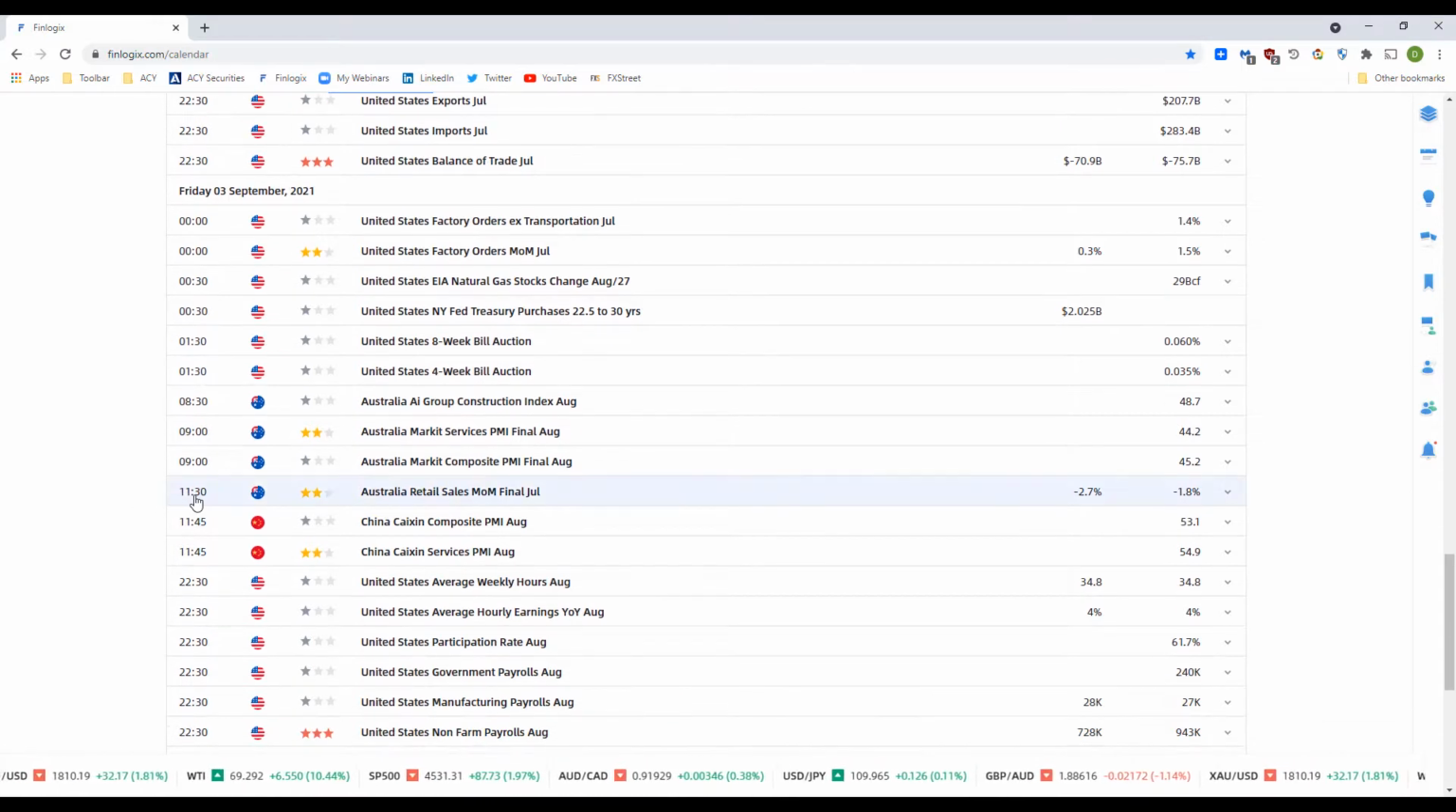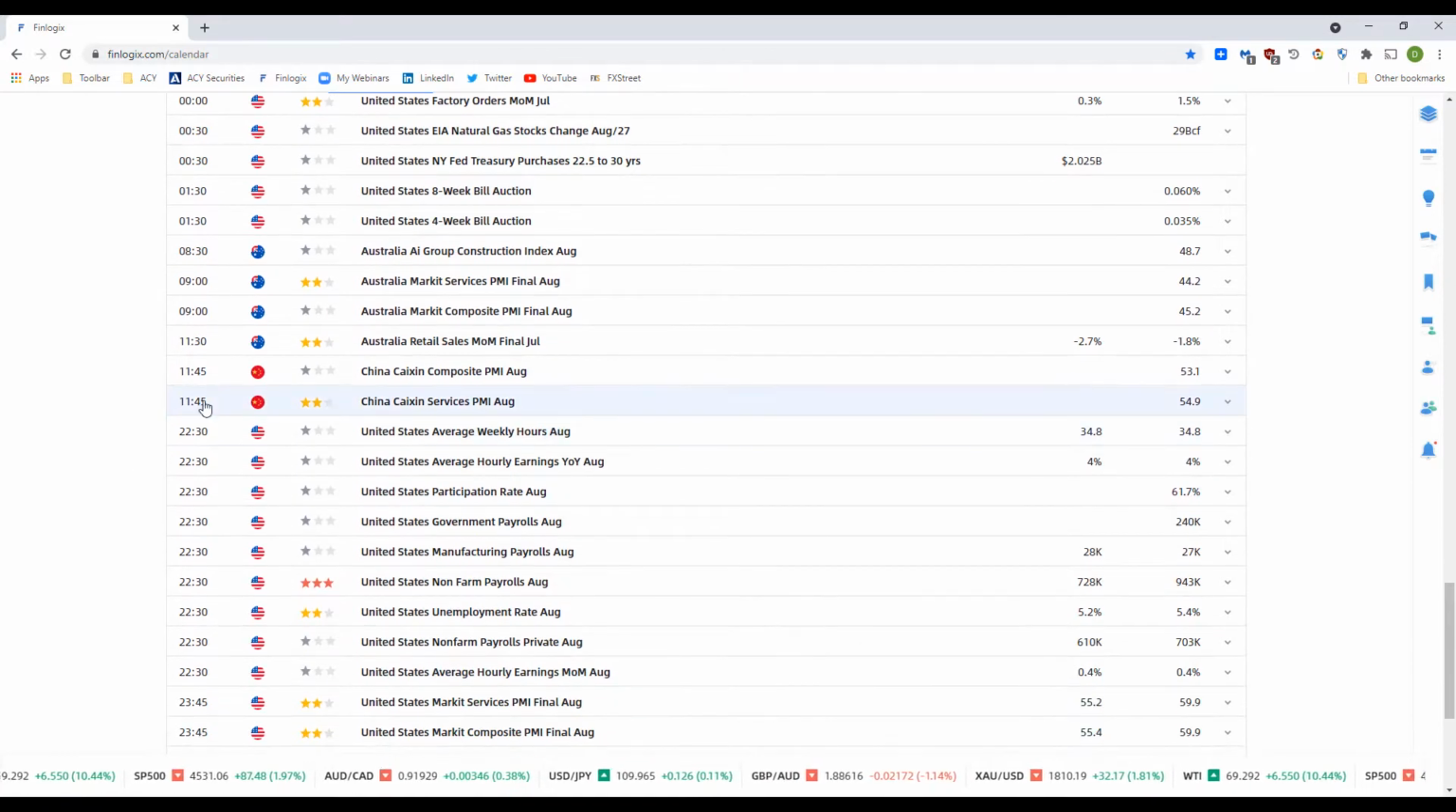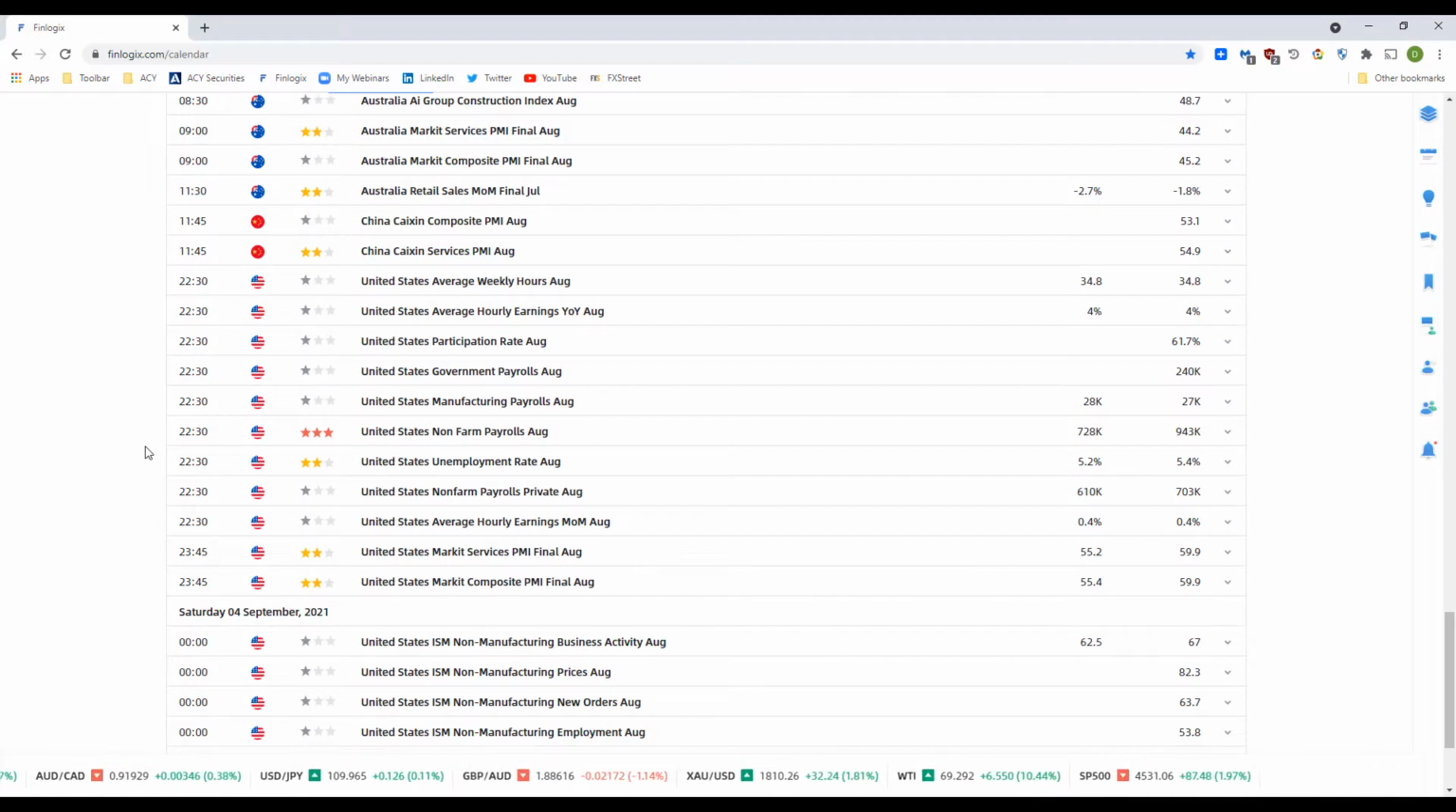We've got Australian retail sales 11:30 in the morning, but the big one later in the evening is the US job figures. 11:45 in the morning, the China Caixin services PMI is coming out, but the big one, as I was saying, is the US non-farm payroll figures coming out at 10:30 in the evening. Alright, so those are the big items that can impact the Australian dollar to the US dollar. So with that in mind, let's get into the charts.